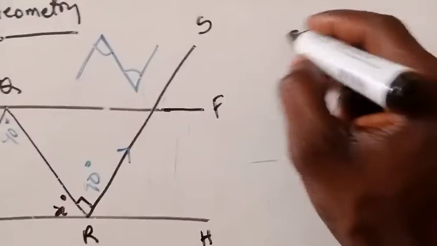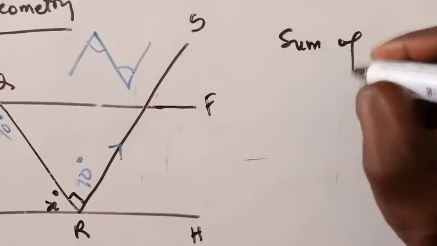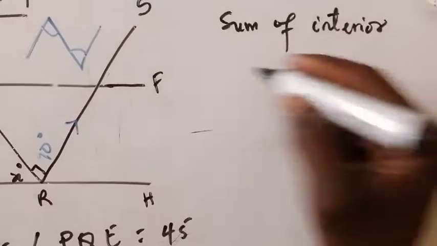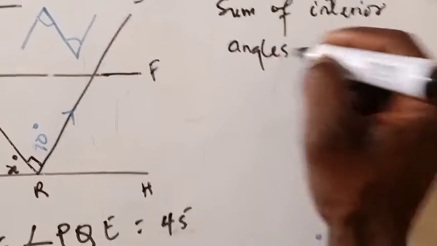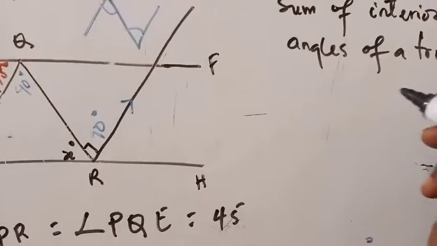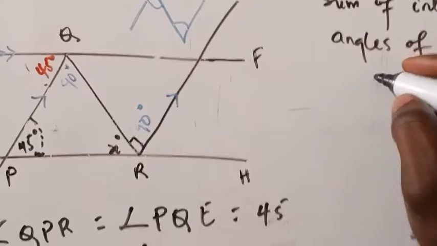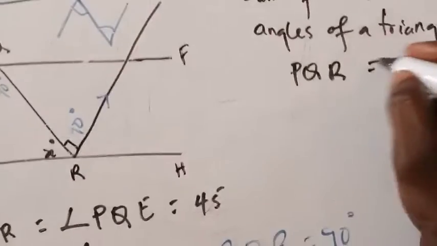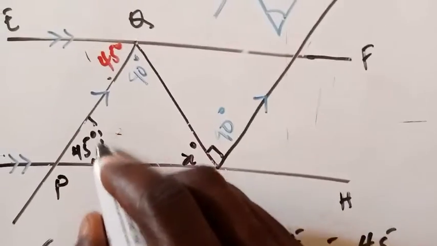You can say that the sum of interior angles of a triangle, right? So interior angles. Of course, you have to name that triangle PQR, is equal to what? 180 degrees. We need this from the basics: the sum of the interior angles of a triangle.